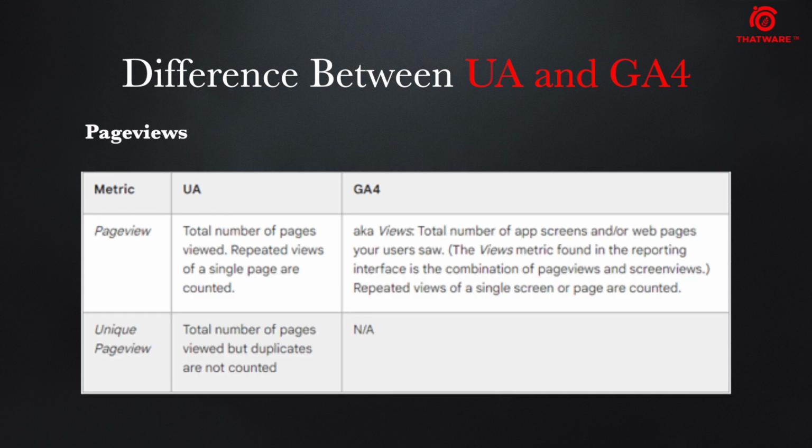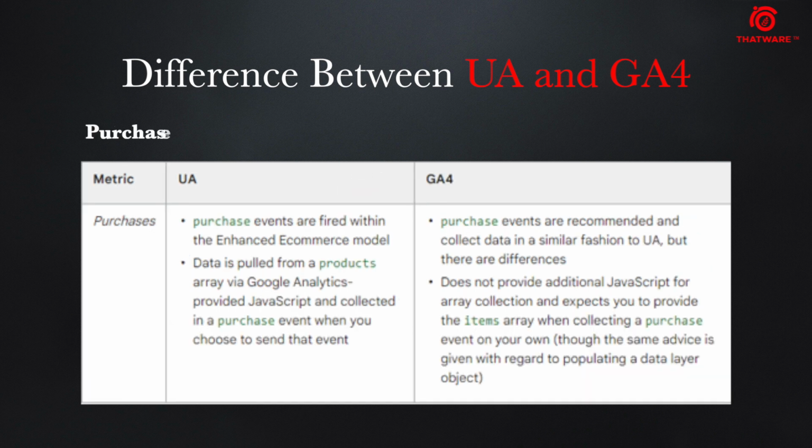Then page views. Under Universal Analytics, the total number of page views is how many people have gone through multiple pages, and repeated page views of a single page are also counted. And in GA4 this is simply known as views, which simply means how the users are seeing a particular page, and repeated page views are also counted in this case. So here also an event is being captured as views. Then we move down to purchases.